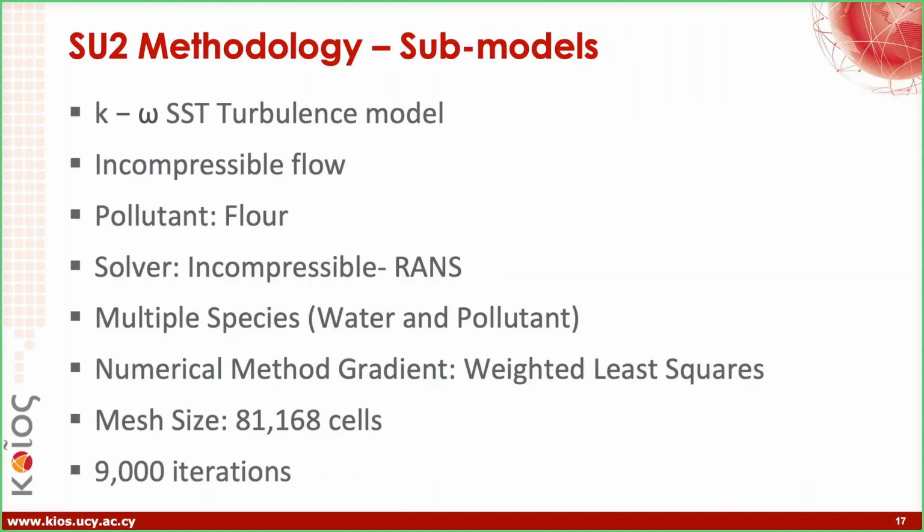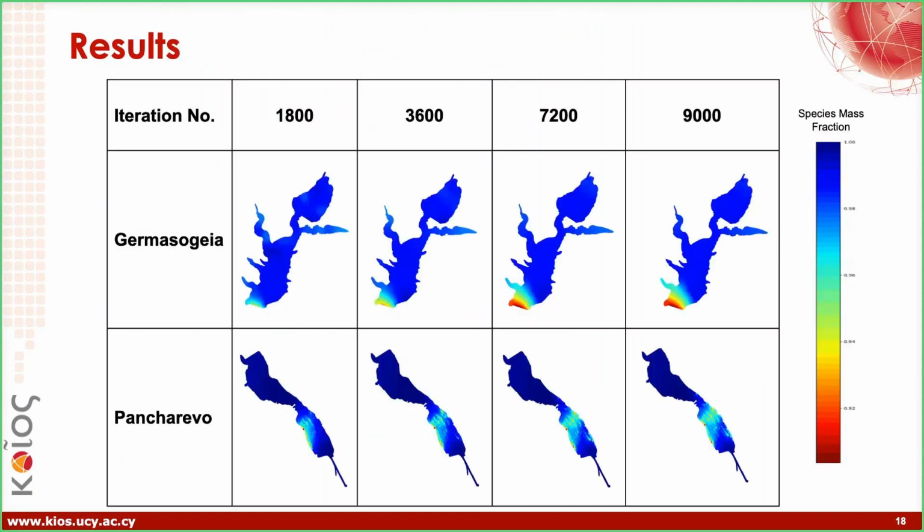SU2 methodology and submodels: K omega SST turbulence model, incompressible flow, flow as a pollutant, SU2 as the solver, multiple species, water and pollutant. Numerical method: gradient, the weighted least squares. Mesh size: 81,000 cells and 9,000 iterations.